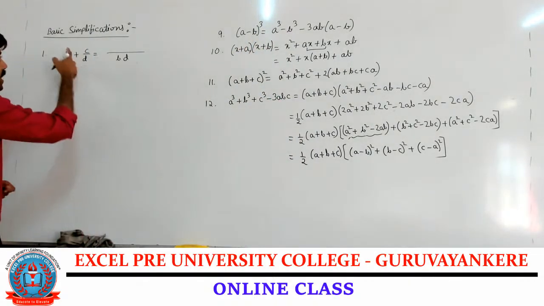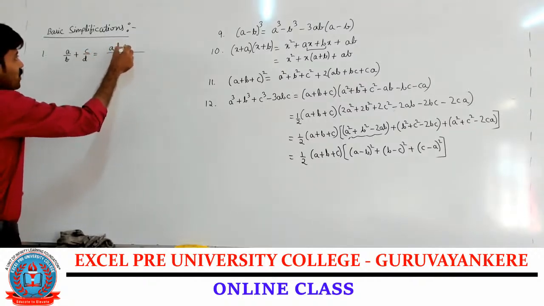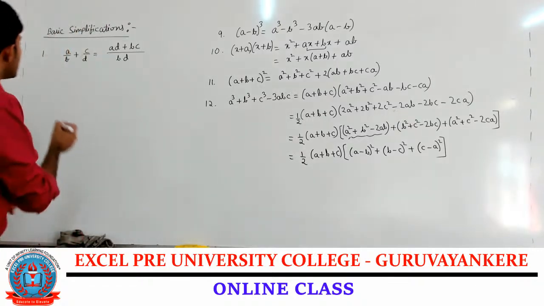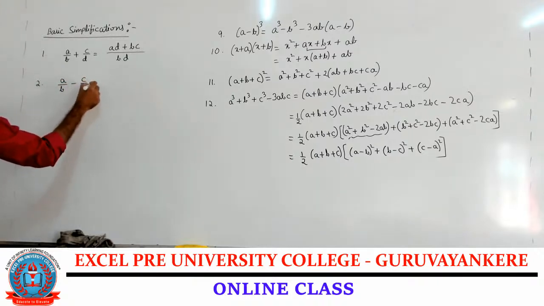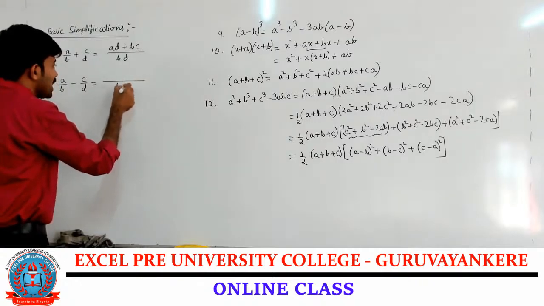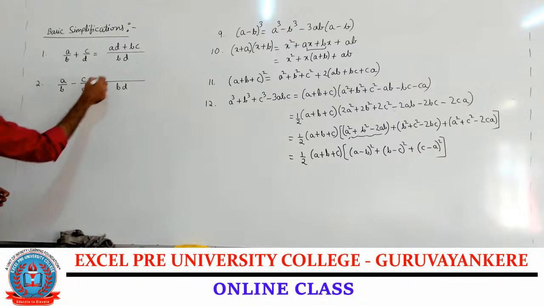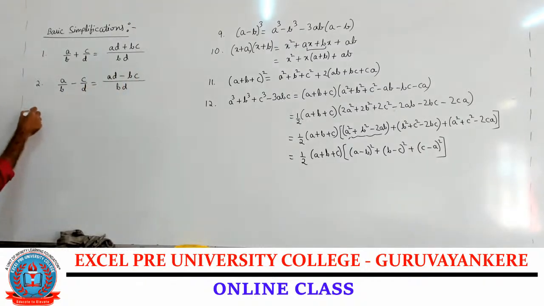So numerator will be a into d plus b into c, right? A into d plus b into c. I'll give examples for this later. Similarly, we can subtract the two fractions. A by b minus c by d is equal to, take common denominator bd. Bd is the common denominator. Numerator will be ad minus bc.